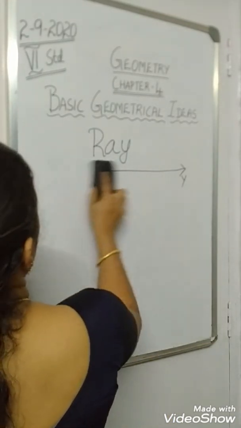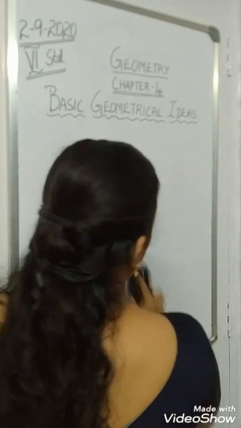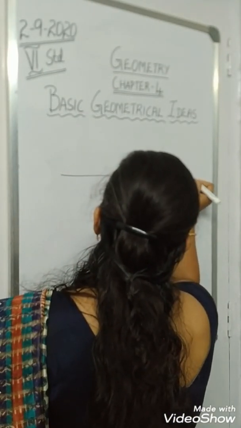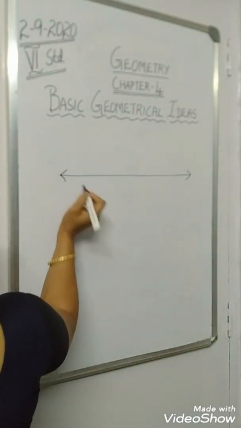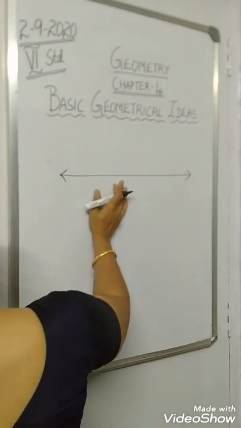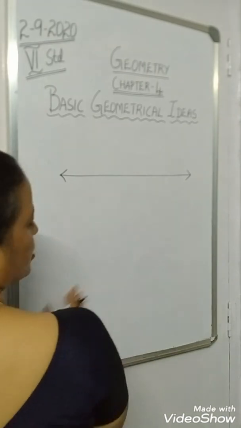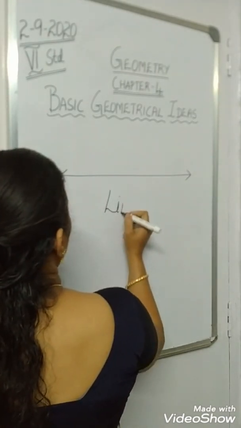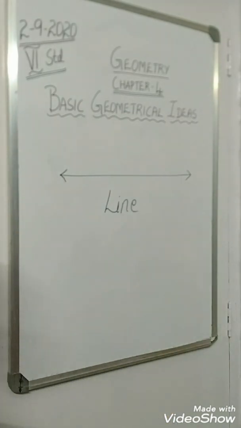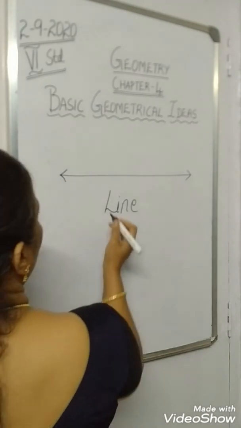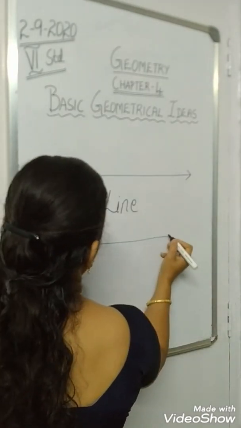Now, if I draw a line like this and if I place arrow marks on both the sides, it indicates that the line can be extended to both the sides. Such lines are called lines. Okay. So, we have learnt about a line.